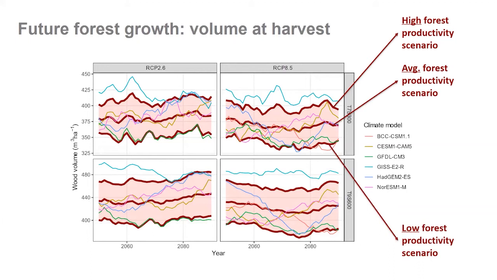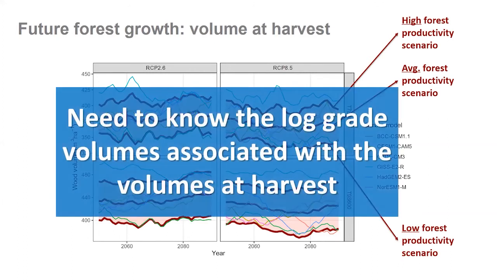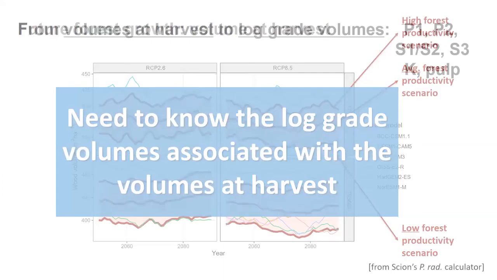So keep those in mind. We have 3 different forest productivity scenarios. We're gonna work with them. Our portfolios are gonna be based on them, okay? But we also need to know the log grade volumes associated with these volumes at harvest, right? Because those are the volumes that actually have value. How do we do that?